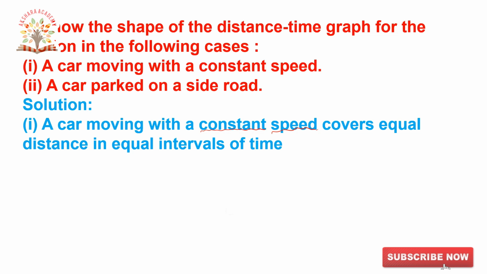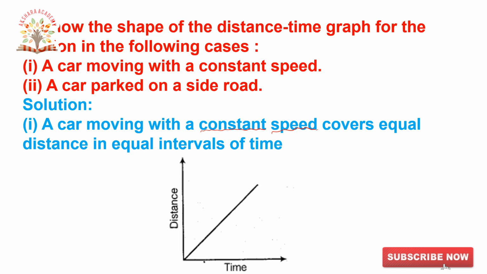See the graph. This is the shape of the distance time graph for the car moving with a constant speed. If you are increasing the time, automatically distance also increases. So this is the behavior of the graph, that is a straight line, which is moving with a constant speed. Okay, next we will go to the next one.